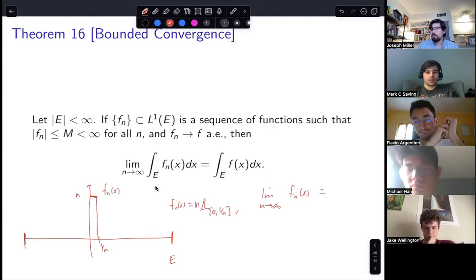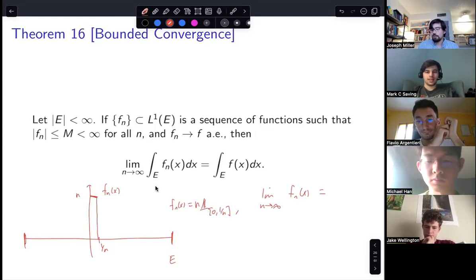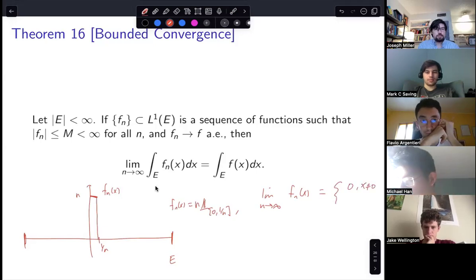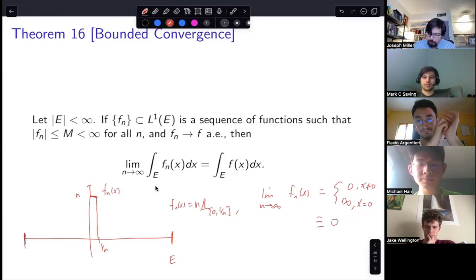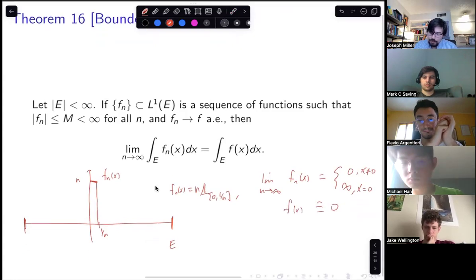If I'm away from 0, what happens? It's 0, right? If x is not equal to 0, it's 0. And if x is equal to 0, I'm positive infinity. But this is a measure 0 set. So the point x equals 0 is measure 0. So really this is equivalent to 0 in L1, when I'm looking at things modulo almost everywhere equivalence. So the limit is identically 0.